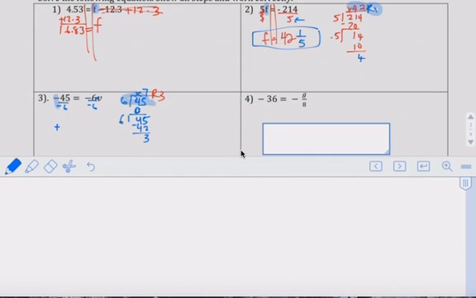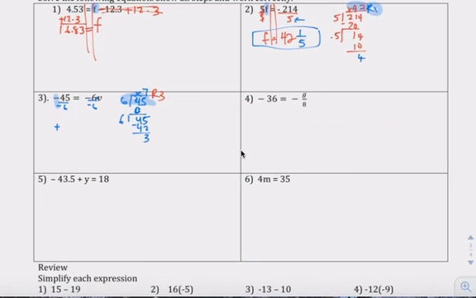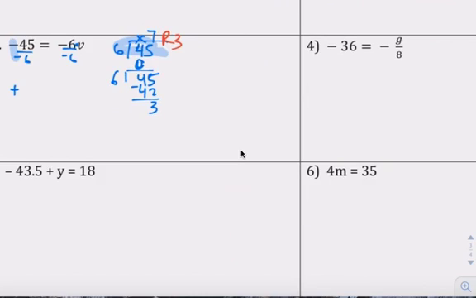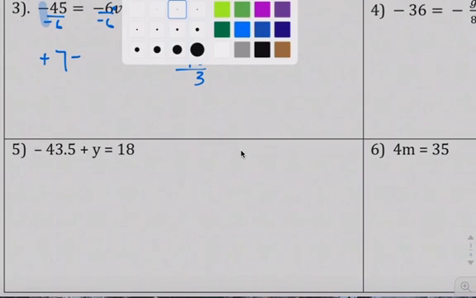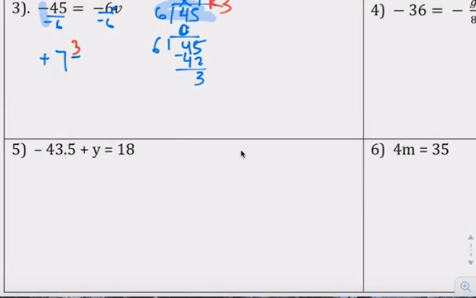I'm tired. You should know how to do these though. Anyways, the answer is 7, remainder 3 over denominator 6 is equal to V. Reduce the fraction, so it's 7 and 1 over 2 equals V.